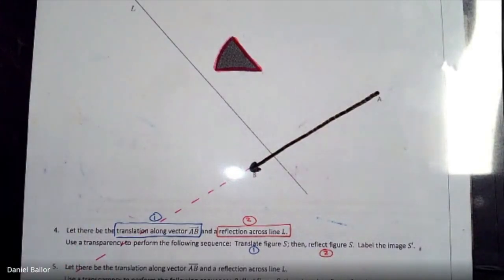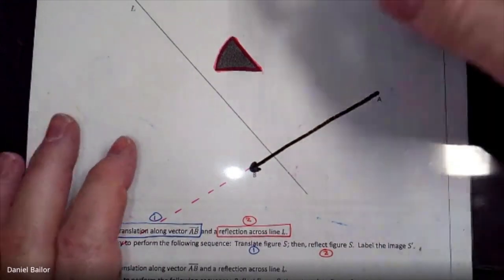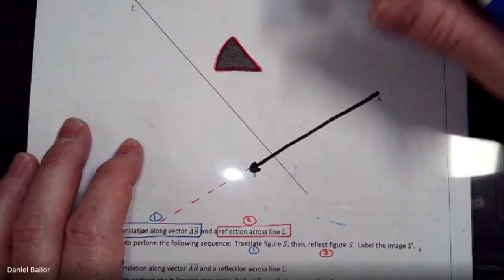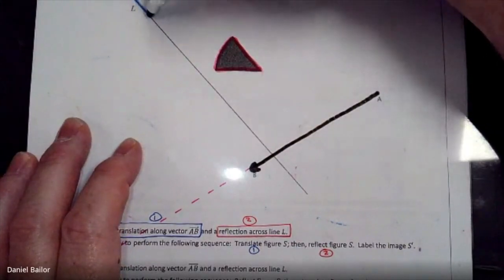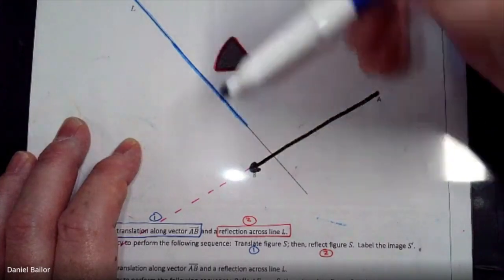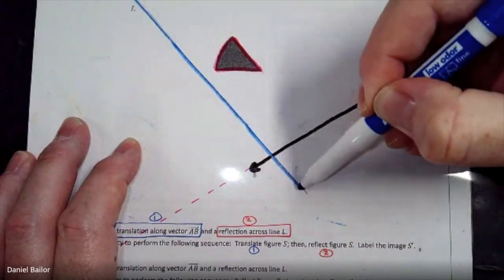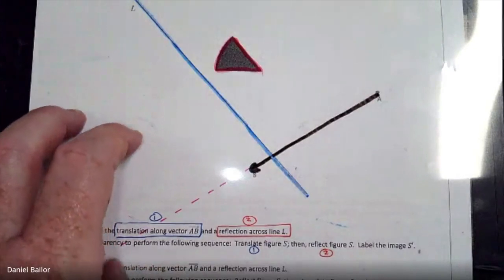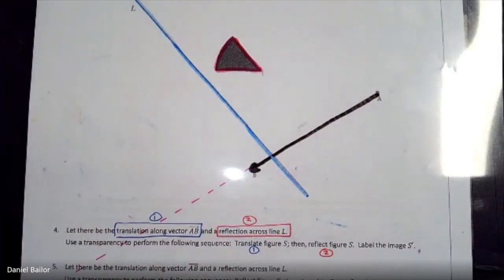Being precise, I am also going to trace the line of reflection. So let me trace the line so that I have everything traced and I'm ready to go. There we go. Everything is traced. Everything is good. I'm ready to be super precise with this.